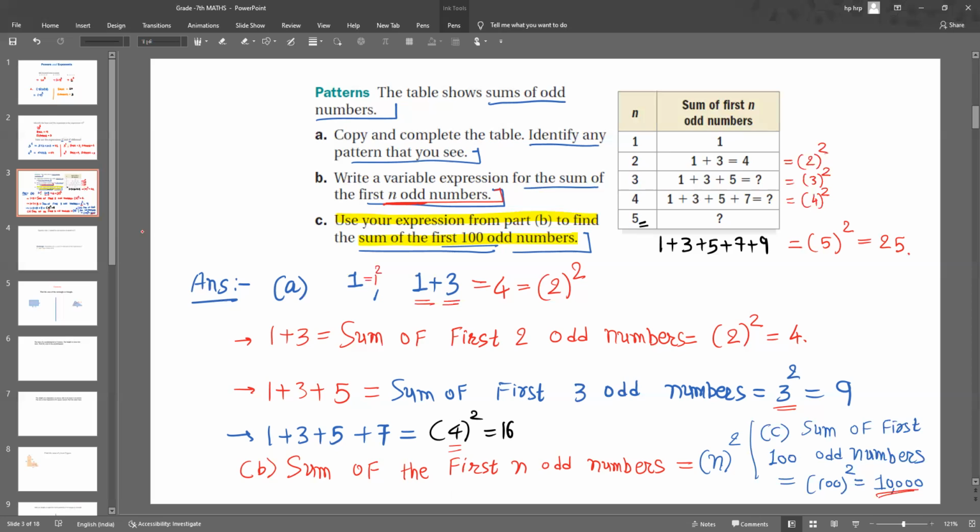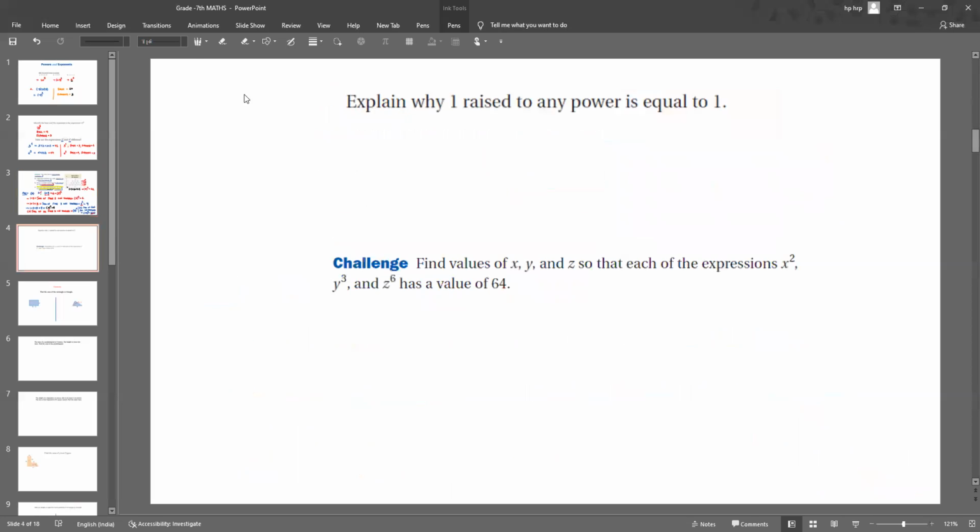Okay, my next question is this one. You can read the question first so you can understand it. Explain why 1 raised to any power is equal to 1. So here the question says 1 raised to any power is equal to 1.